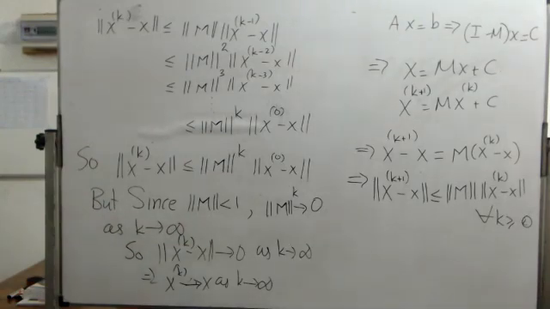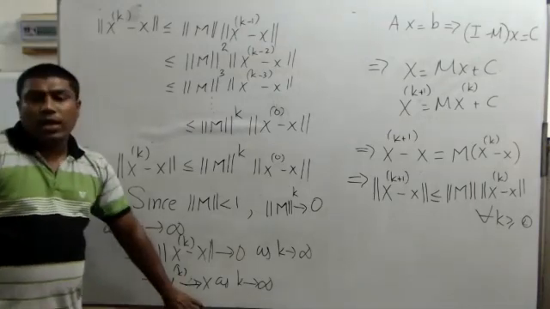In the next class, what we are going to do is see the other way around. We are going to see that if the sequence converges, then we have to show that the spectral radius is less than 1. And after that, we will talk about other different types of iterative methods.